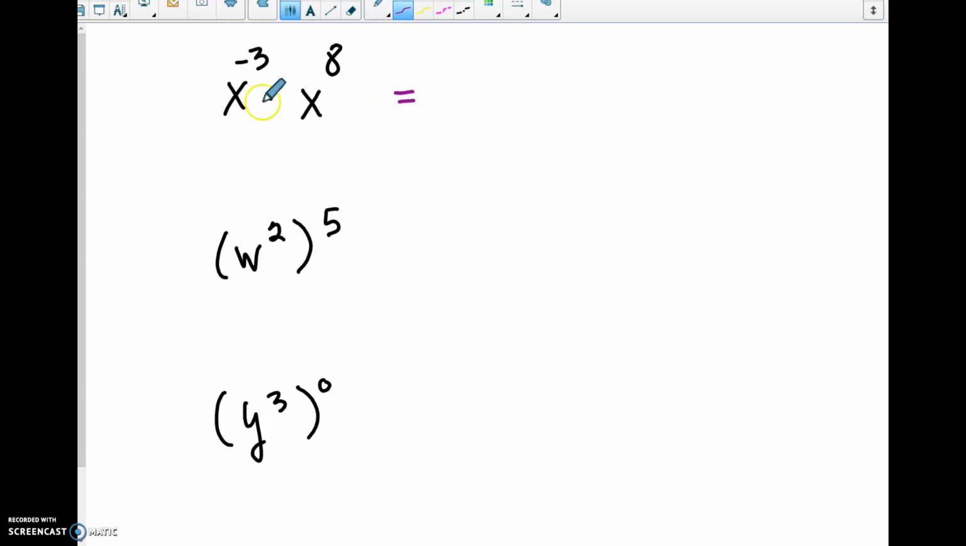All right, we have like bases, so I'm going to keep my x, and I'm going to add my exponents. So negative 3 plus 8, please use your calculator so that you're getting this correct, and we get a 5. All right, do you see how the first problem and second problem are different? See how it has x and x? This one only has a double W.